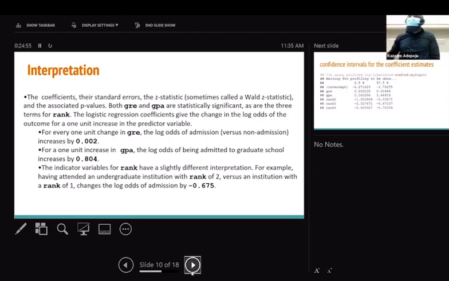So that is a way to interpret both a quantitative predictor and a categorical predictor in a logistic regression model. So take a look at that.